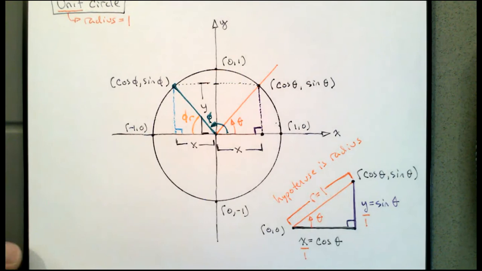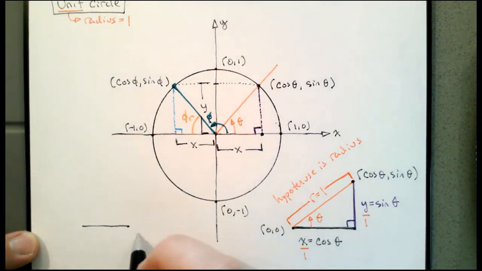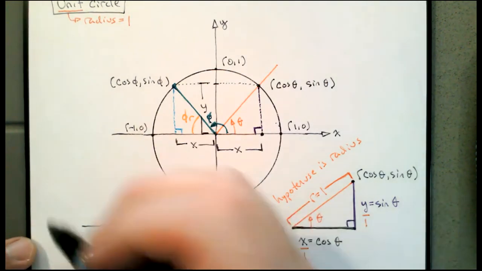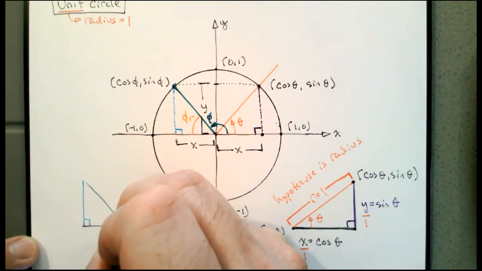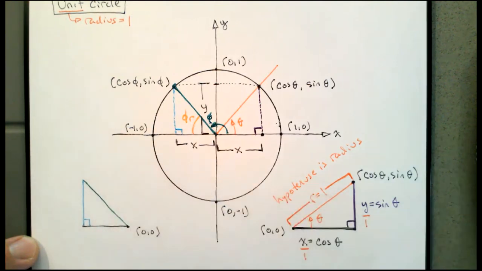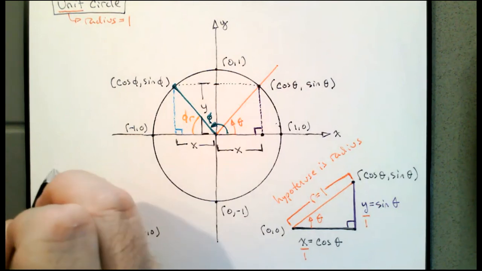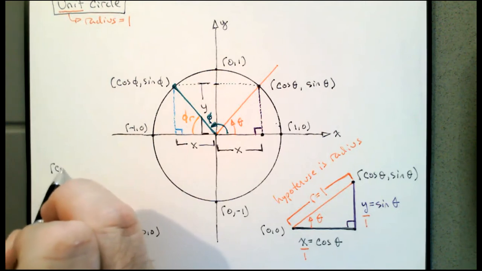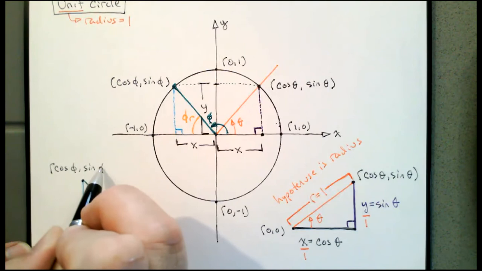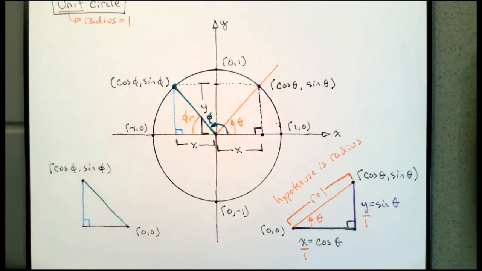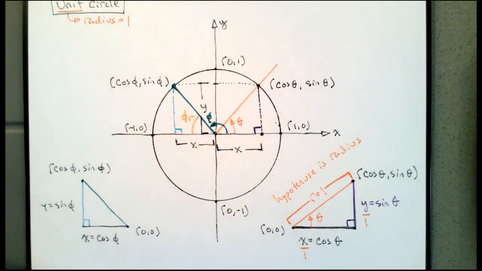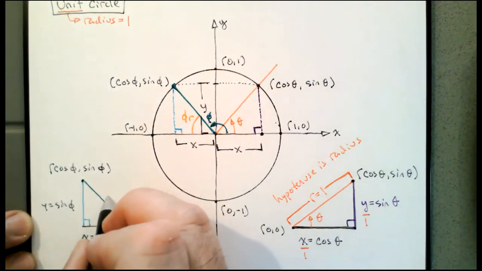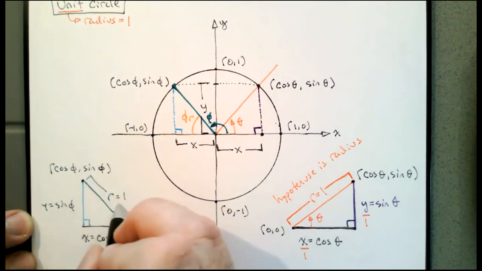So if I pull that triangle out, I have down here along the bottom a portion of the x-axis. I have the origin over here. This point where the terminal side of phi intersects the unit circle is going to be cosine phi, sine phi. Down here along the bottom, x is going to be cosine of phi, and y is going to be sine phi. In this case, the hypotenuse is still one because we're still going around the unit circle. So the radius of the circle is one, and that's the hypotenuse in this right triangle.